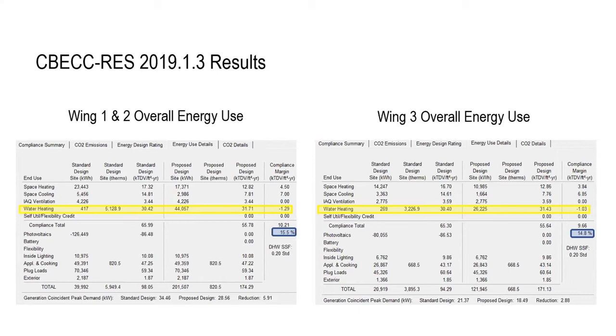Just looking at wing 1 and wing 2 for now, we can see that space heating, space cooling, and indoor air quality ventilation are complying better than code. We can see that through the TDV values. The proposed design is much lower than the standard, and therefore we have a positive compliance. But we do notice that for water heating, our proposed design is complying worse than standard by negative 0.129. Overall, the entire model is passing by 15.5%.